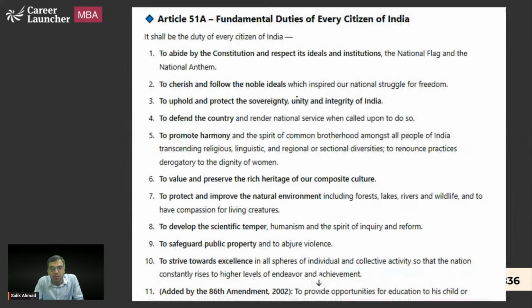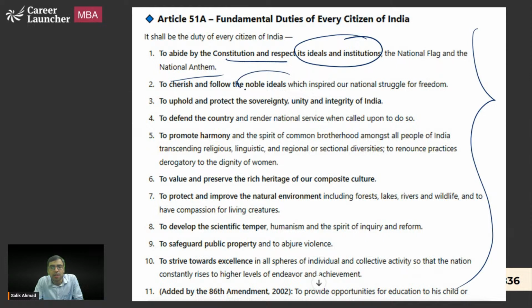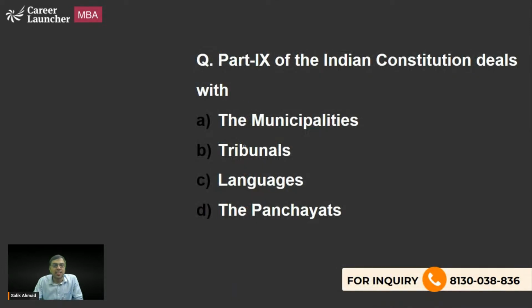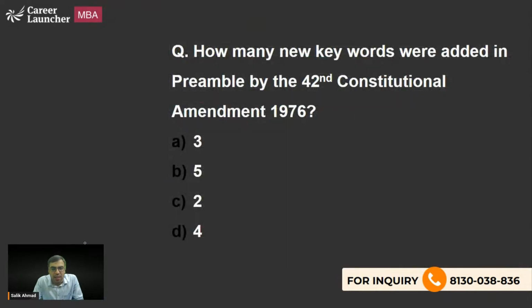है ना? Fundamental duties. So these are the duties. So that is what you should know. They say to abide by the Constitution, respect ideals, national flag, national anthem, है ना? To protect sovereignty, unity, integrity of India, and the national service, promote harmony and rich composite heritage, forest lakes, scientific temper, safeguard public property, है ना? Etc. That is what you should be knowing. The next is part 9. You can skip. Now let us talk about 42nd Amendment.